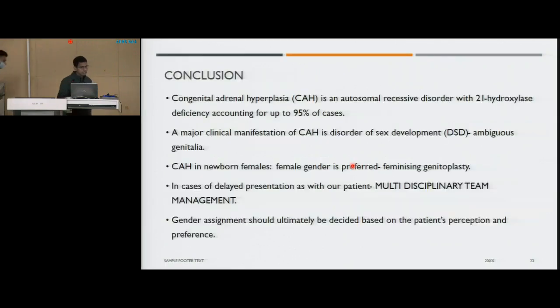So the conclusion is that CAH is one of the most common causes of ambiguous genitalia, seen in about 95% of the cases. And in newborn females with CAH, mostly, like I said, female gender is preferred, so mostly feminizing genitoplasty is done. But in cases of delayed presentation, we should have a multidisciplinary approach to management, and gender assignment should be solely based on the patient's perceptions and the preference of the family and the patient.